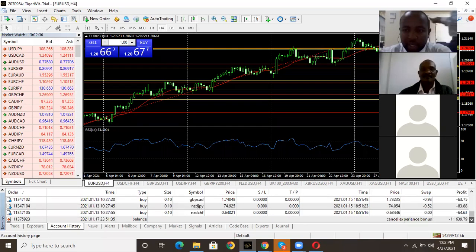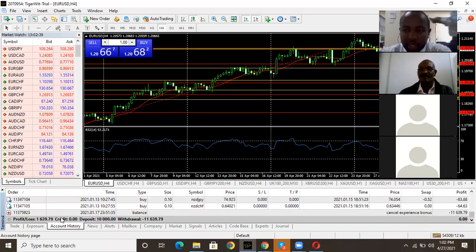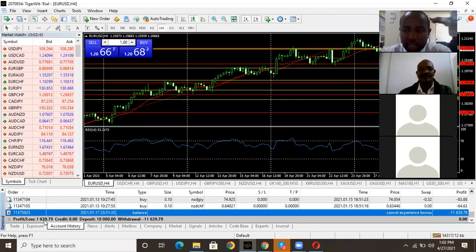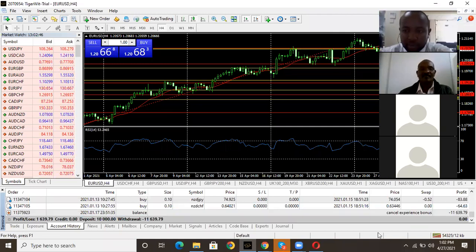So you can see, this was cancelled, but I think I made, oh, there was a profit. You can see I made around $1639. But it was a trial, so that's why this amount had to be withdrawn. But you can see the swaps here.